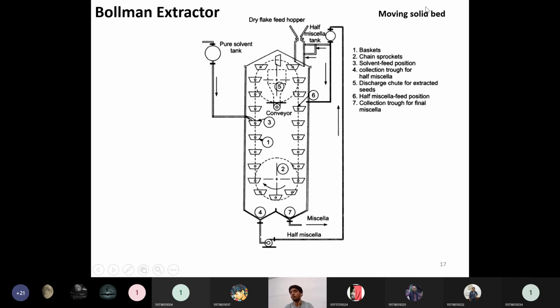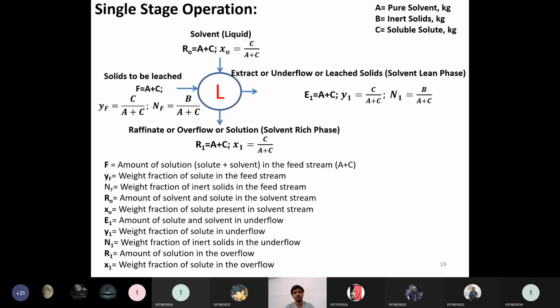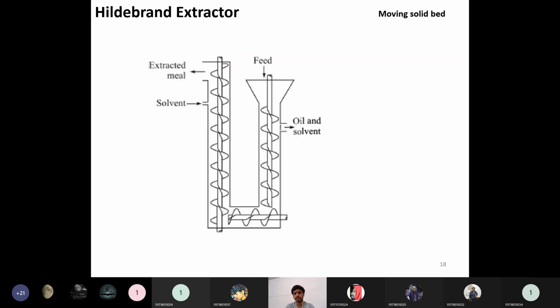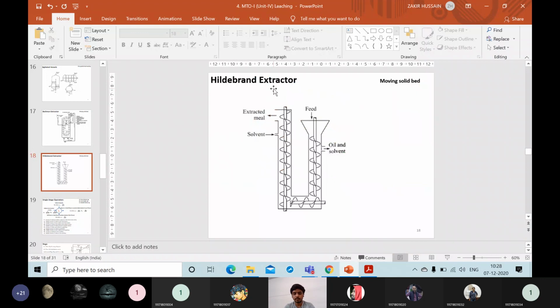So this is called a moving solid bed extractor or moving solid bed leaching operation, since the bed solids are moving here. In the percolation tank, the solids are stagnant, a fixed bed type of setup. The next one is a Hildebrandt extractor. In detail, we will discuss this Bollmann and Hildebrandt extractor in the next class.